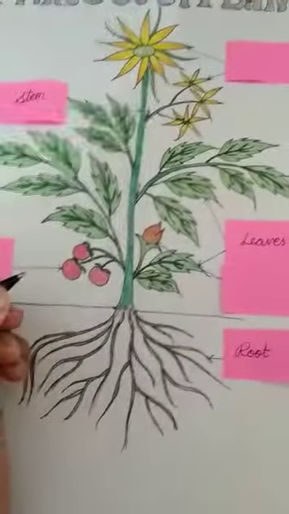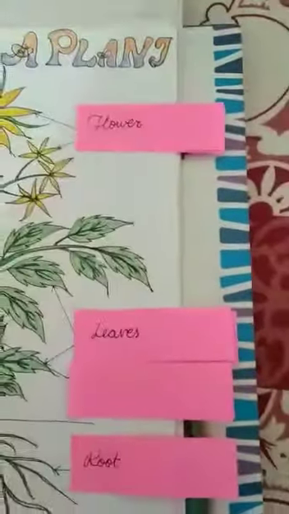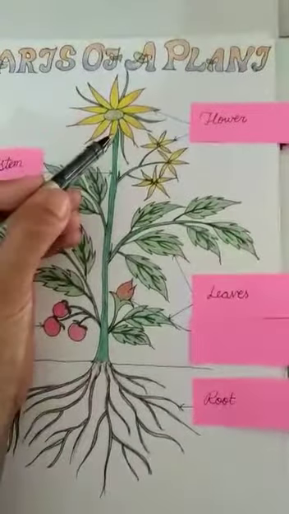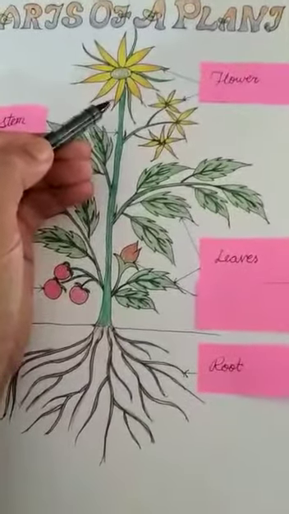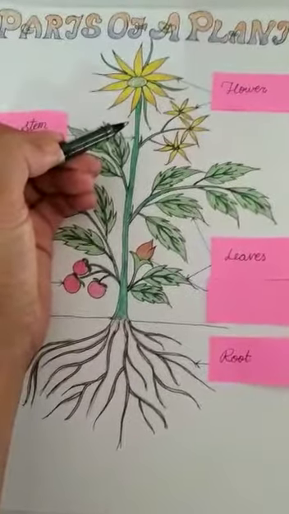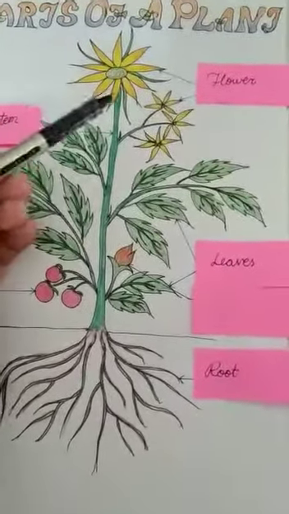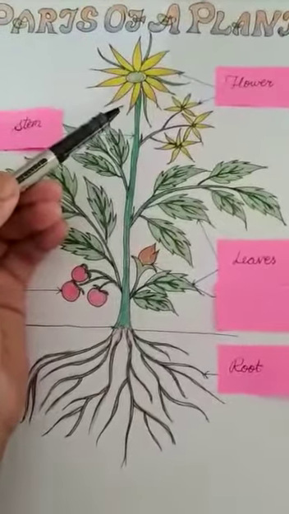And the next part is flower. Flowers are the colorful part of a plant. These are very attractive parts of the plant. These attract so many insects toward them. Now what is the function of the flowers?